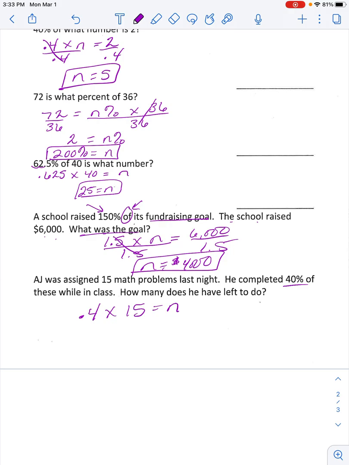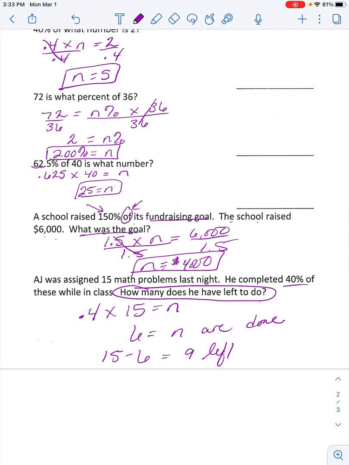When you do 0.4 times 15, you get 6, meaning 6 are done, right? He completed 40% of them. How many does he have left to do? Well, he was assigned 15. 40% of them is 6, so he has 9 left to complete.